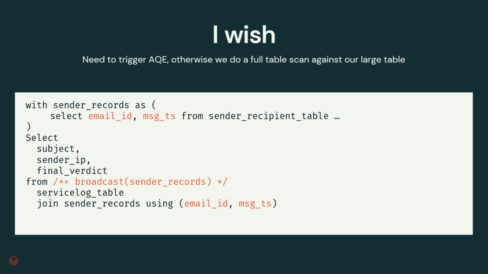If you make this change, however, if you just give it a little join hint, all of a sudden we're going to start triggering adaptive query execution, and file skipping is going to just dominate this query, especially if it's a very selective query in the CTE. We go from a multi-minute query down to sub 10 seconds.